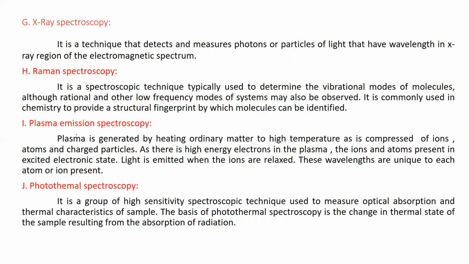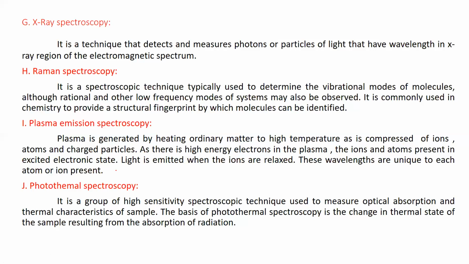And next one is plasma emission spectroscopy. Plasma is generated by heating ordinary matter to high temperature, and is comprised of ions, atoms, and charged particles. As there are high energy electrons in the plasma, the ions and atoms present in the plasma get excited to an electronic state. Light is emitted when the ions relax. These wavelengths are unique to each atom or ion present.